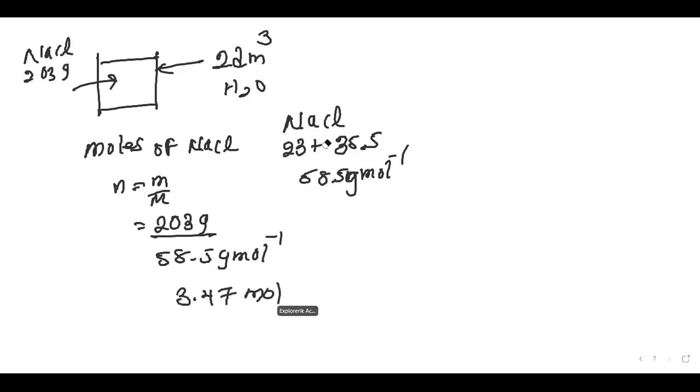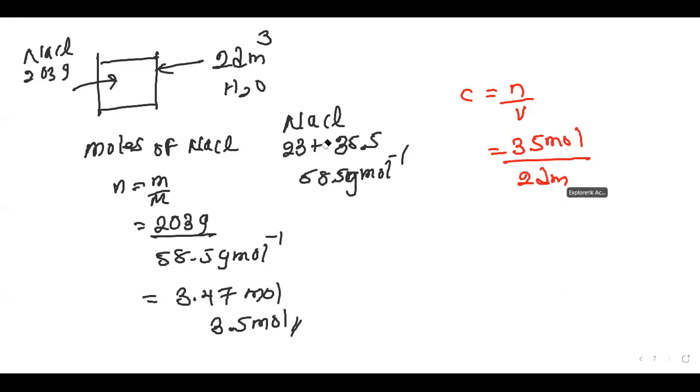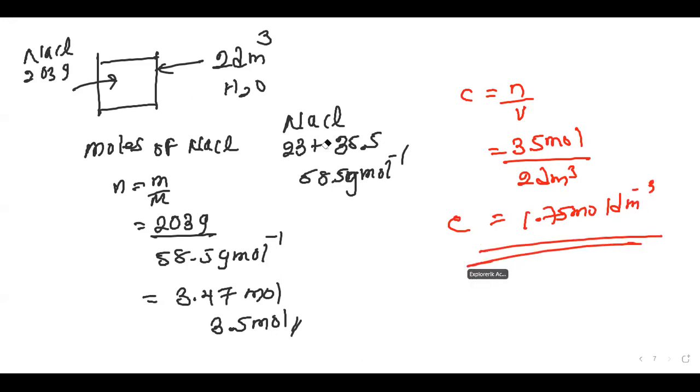3.47 moles. We can round off to 3.5 if you want, that's great. Then we have to find out the concentration. Concentration equals number of moles over volume. Number of moles, let's take it as 3.5 moles, and then you can divide it by 2 decimeter cubes, right? So then you will get 1.75 moles per decimeter cube. 1.75 moles per decimeter cube is the rough concentration, not the exact concentration, because the 3.47 was rounded off to 3.5, to the nearest value, right? Okay, so this is the answer you get.